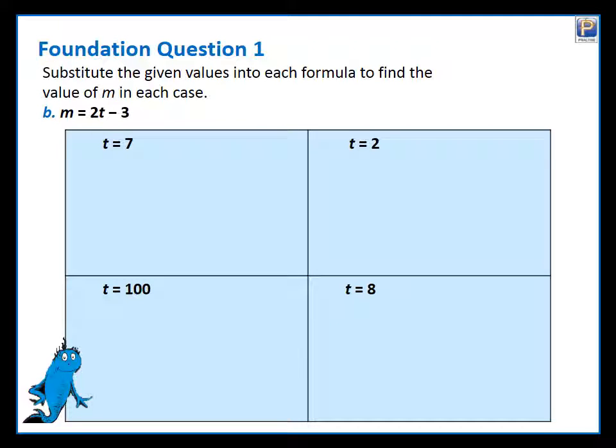Same with this one, just a different equation. It's exactly the same question though. Write the formula down, 2t minus 3. What's t? That's 7. 2 times 7 minus 3. The only thing I changed was I put a 7 in for the t and put the times symbol back in. 2 times 7 is 14 minus 3 equals 11. Okay, and the rest are done the same.